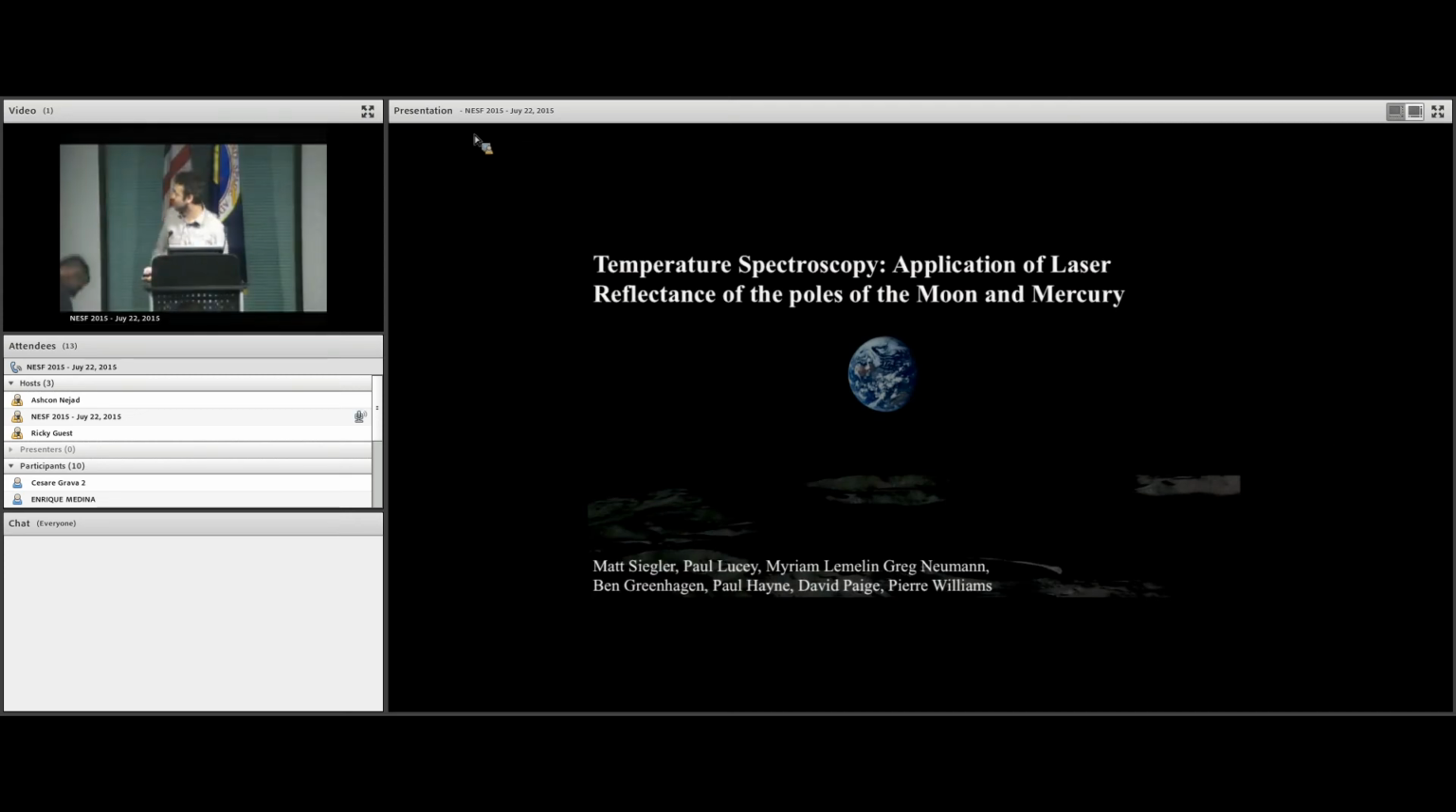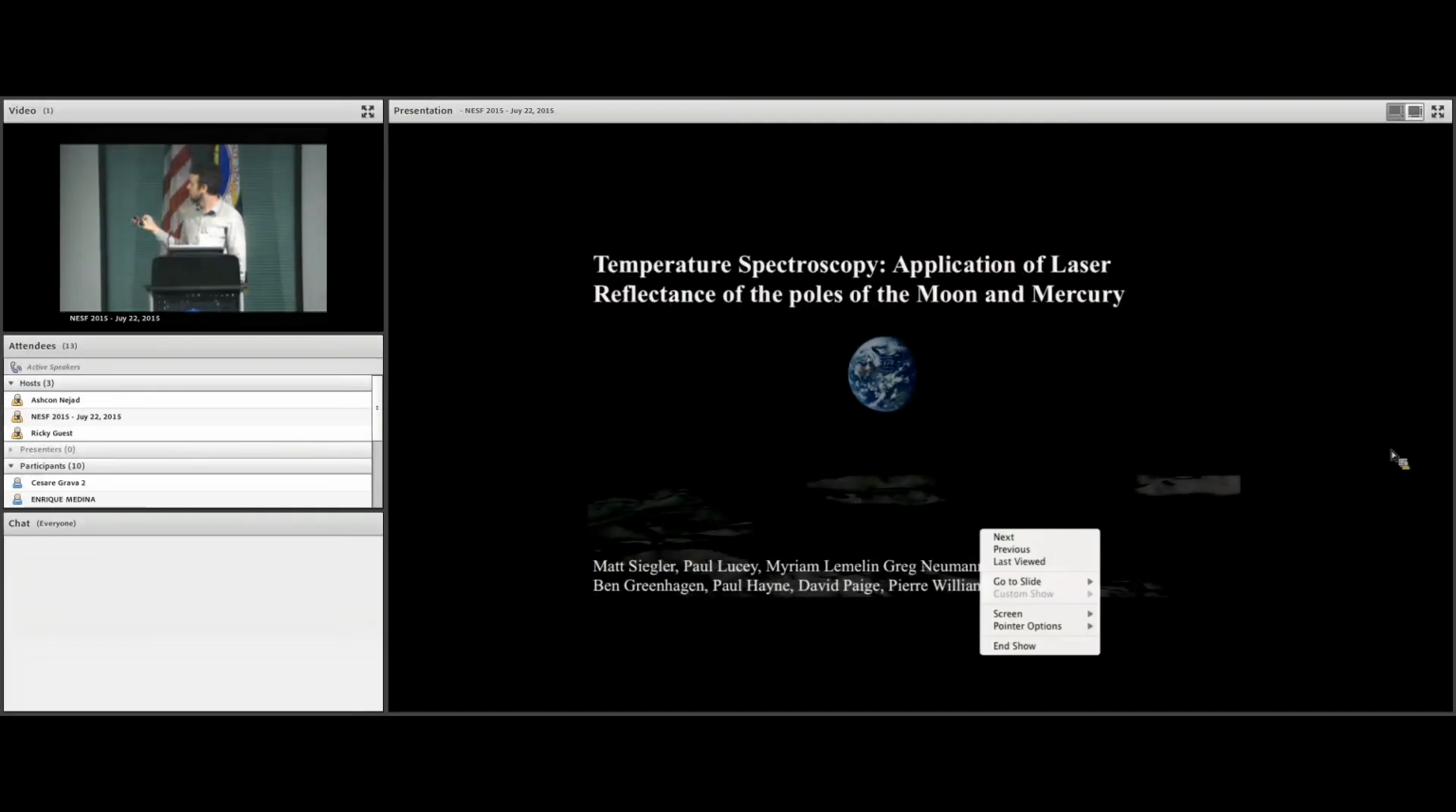Okay, all right. Well, I'll try to zip through things. I couldn't find a good picture of the Moon and Mercury together, so let's see. How do I switch through slides? Play. All right, so I made one there.